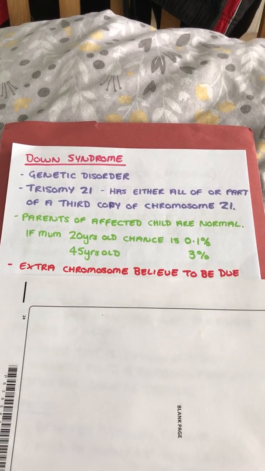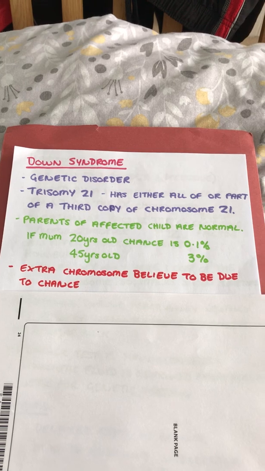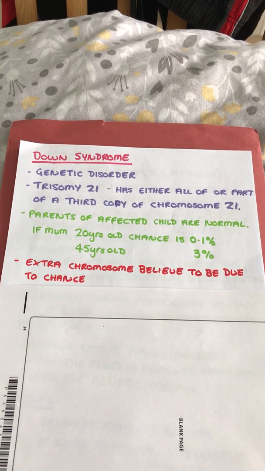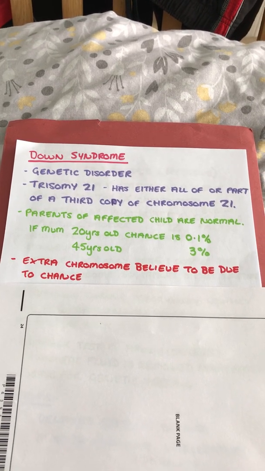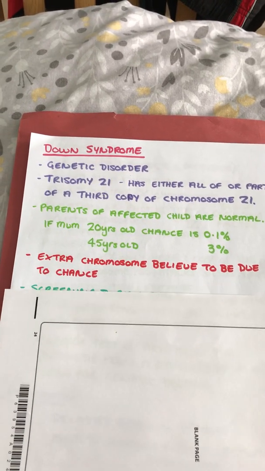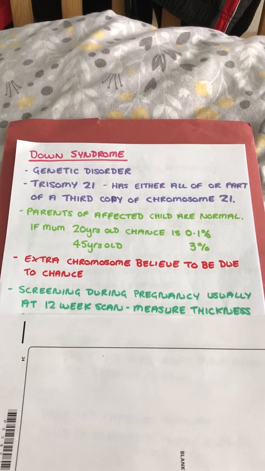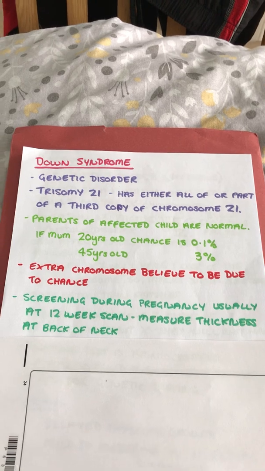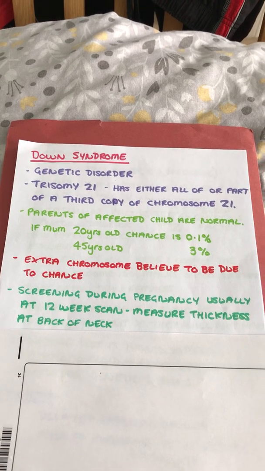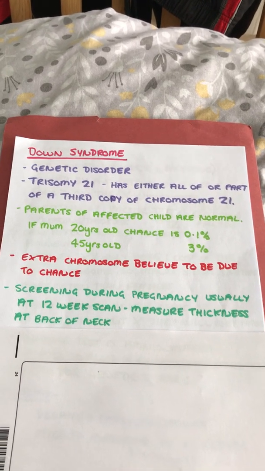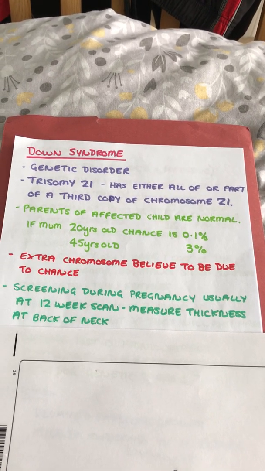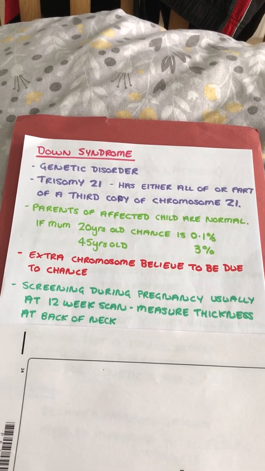Okay? Now, this extra chromosome is thought to be due to complete chance. So there will be no markers in your genome to suggest that you could give birth to a child with Down syndrome. Just complete chance during meiosis. Okay? So there's lots of screening that goes on during pregnancy. And one is at your 12-week scan. Okay? Well, they will measure the thickness at the back of the neck. And the thicker it is, the higher the probability of Down syndrome. They'll also take a urine sample as well.